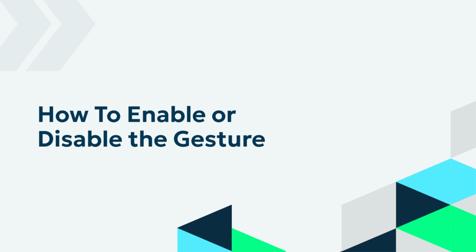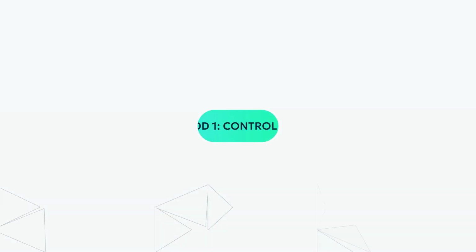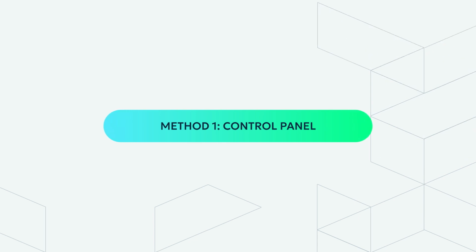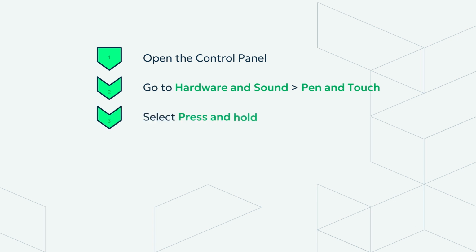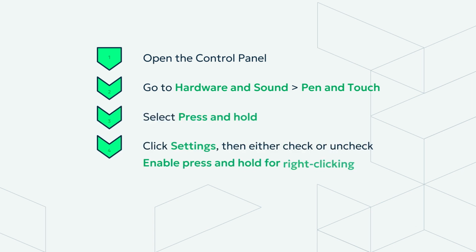How to enable or disable the gesture. There are a few ways to manage this setting. First, through the Control Panel. Open the Control Panel, go to Hardware and Sound, Pen and Touch, and select Press and Hold. Click Settings, then either check or uncheck Enable press and hold for right-clicking. Click OK and Apply to confirm. This change applies immediately and affects only the current user.